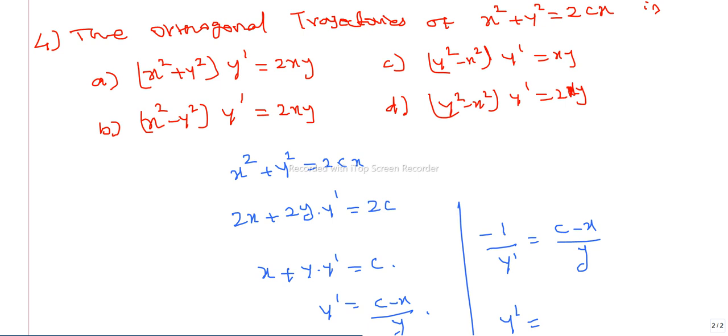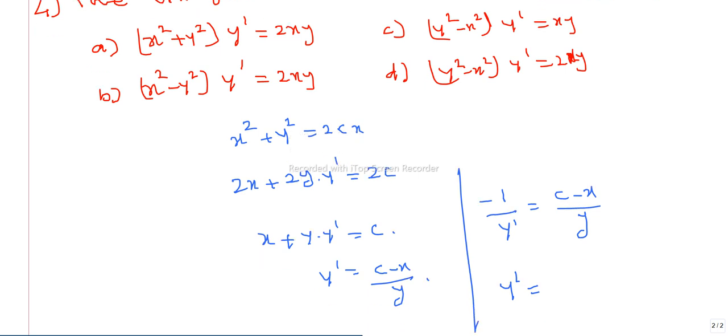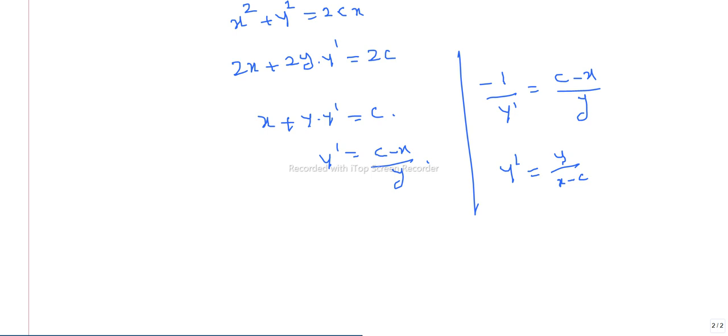So, what is the correct answer now? Dy by dx is with the 2xy. So, what is the answer? You are saying answer or? Okay, we will check. Just cross multiply, we get y by x minus c. So this is y dash.